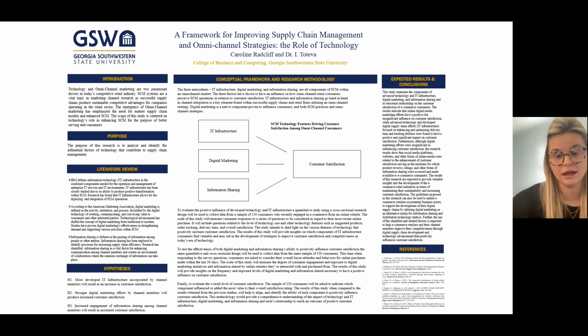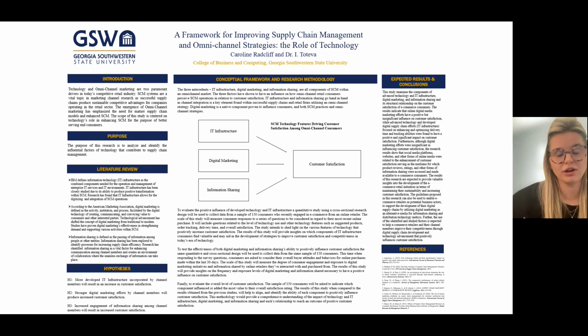So, for my literature review, I defined the three factors that I will be discussing. The first factor is IT, or informational technology infrastructure, and IBM defines that as the components combined needed for the operation and management of IT enterprise services and IT environments. The IT infrastructure has been closely studied with supply chain management due to its ability to produce positive, transformative benefits within the supply chain.